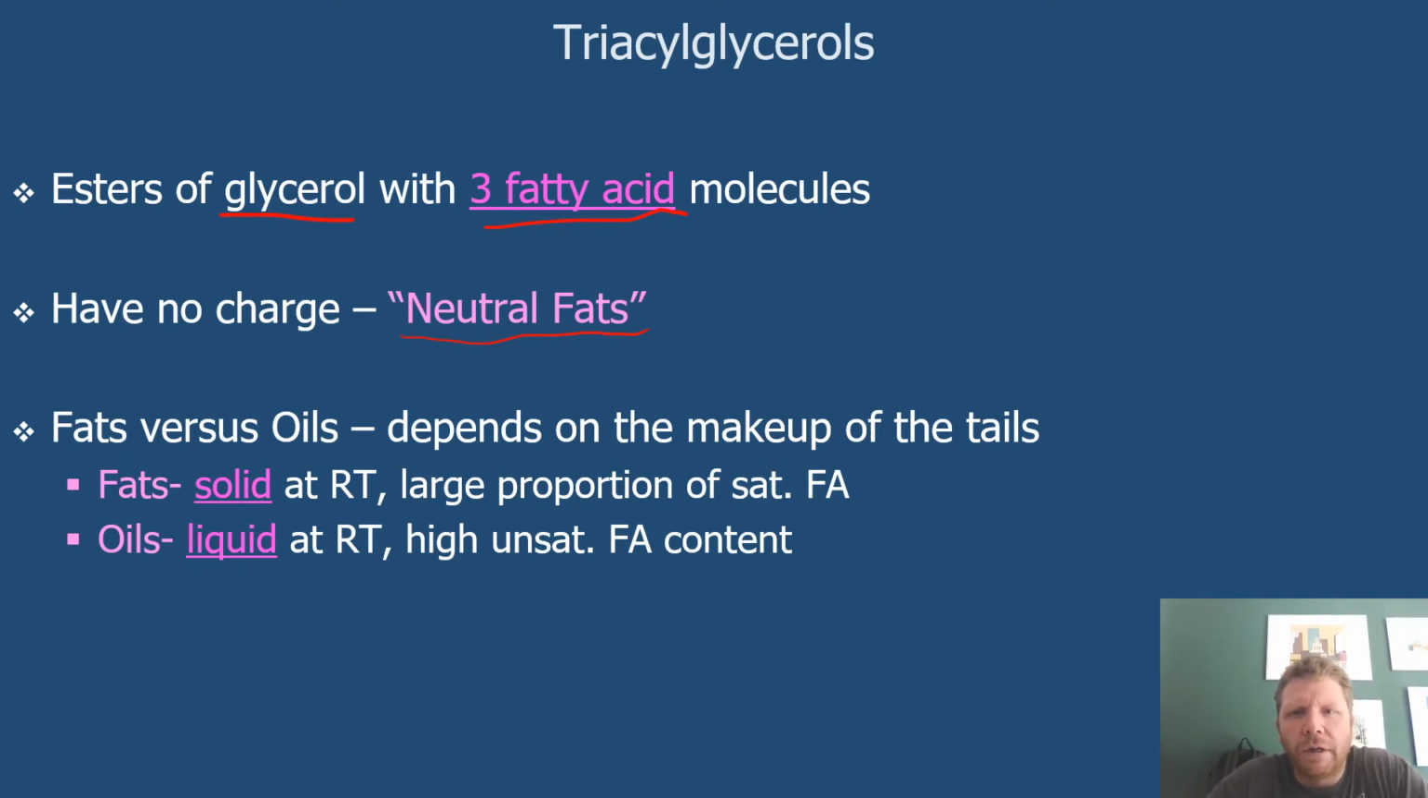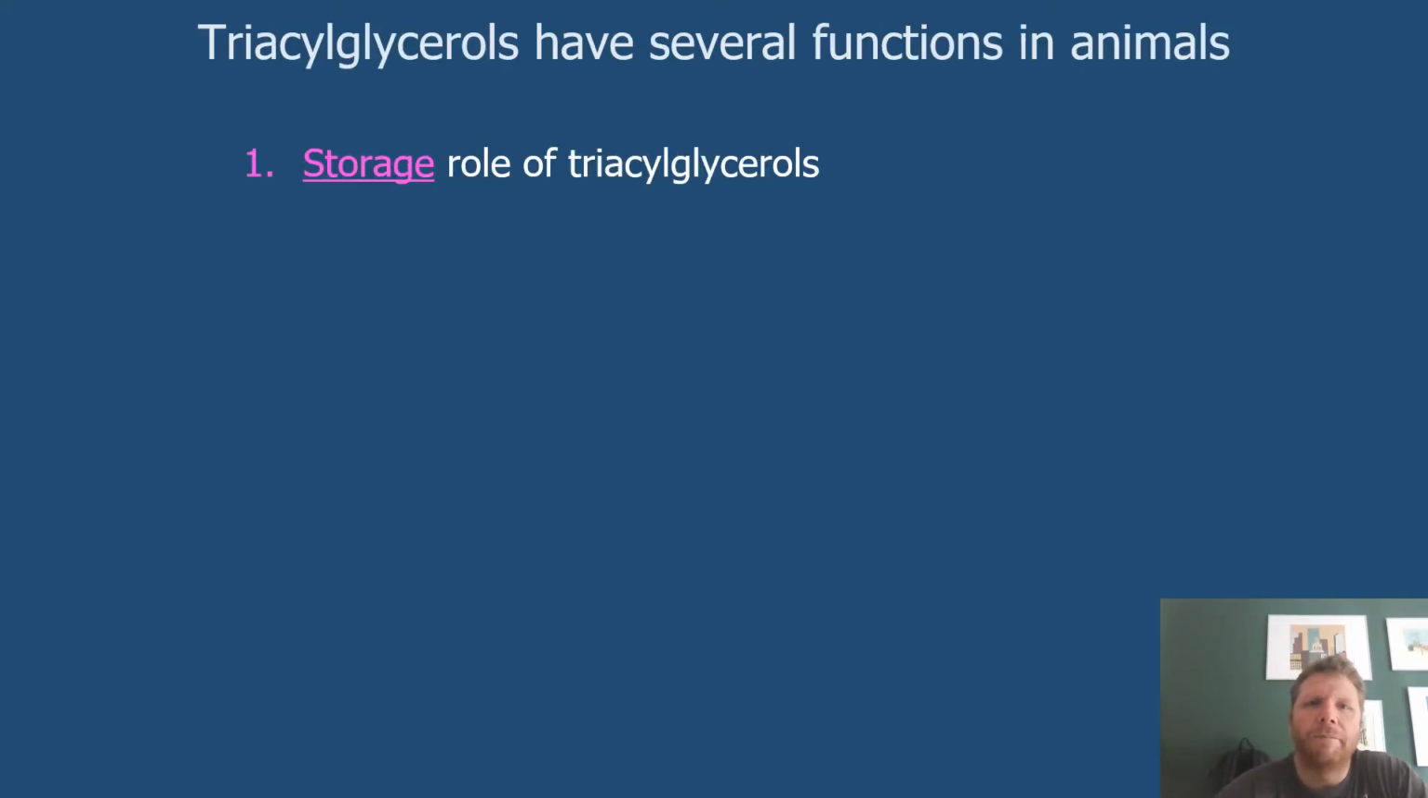Fats versus oils. Fats are solid at room temperature, with a large proportion of saturated fatty acids. Oils are liquid at room temperature. They are highly unsaturated, and they have a high unsaturated fatty acid content.